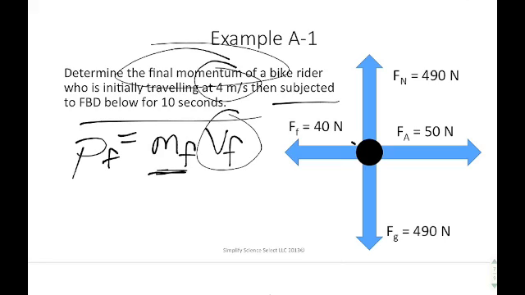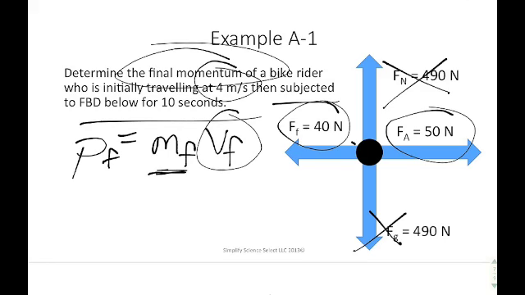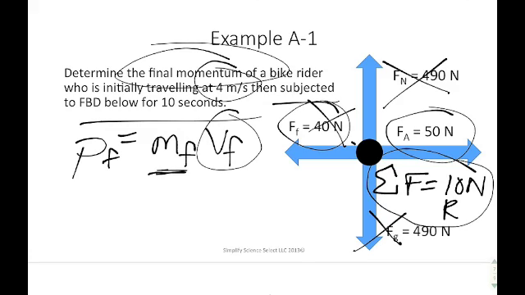The first thing is if you were to look at the free body diagram, you would say, okay, the normal force and the gravitational force are equal and they cancel each other out. You also have a frictional force and an applied force, and those don't quite cancel each other out. They leave you with a combined sum of the forces of 10 newtons, to the right.